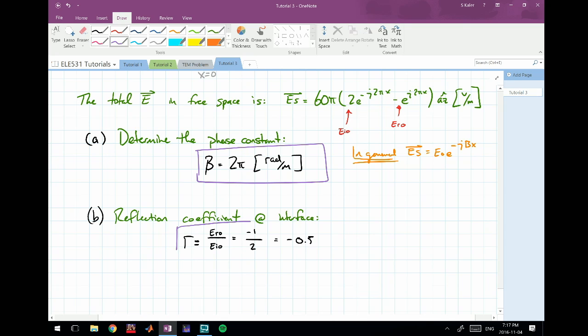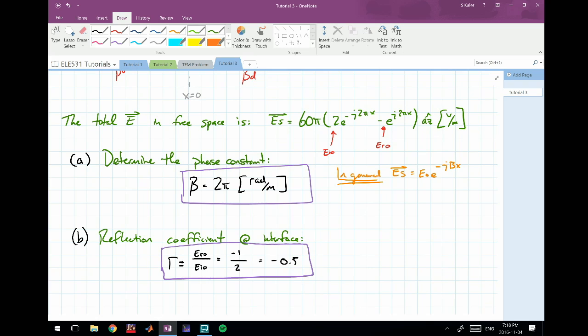Your eta D over eta naught definition works, but we don't have eta D right now. So we'll use that later though. I promise we'll use that later. Literally you just look at how much is reflected and how much is incident. How do you know what's reflected, what's incident? You look at these parts right here.